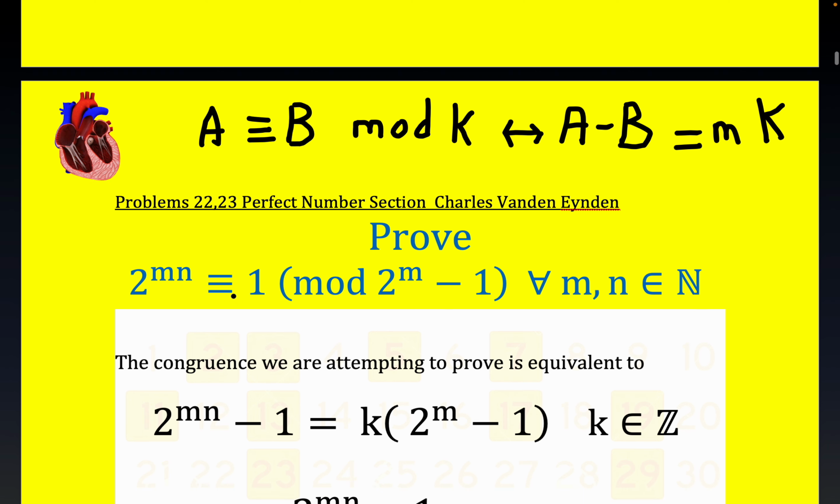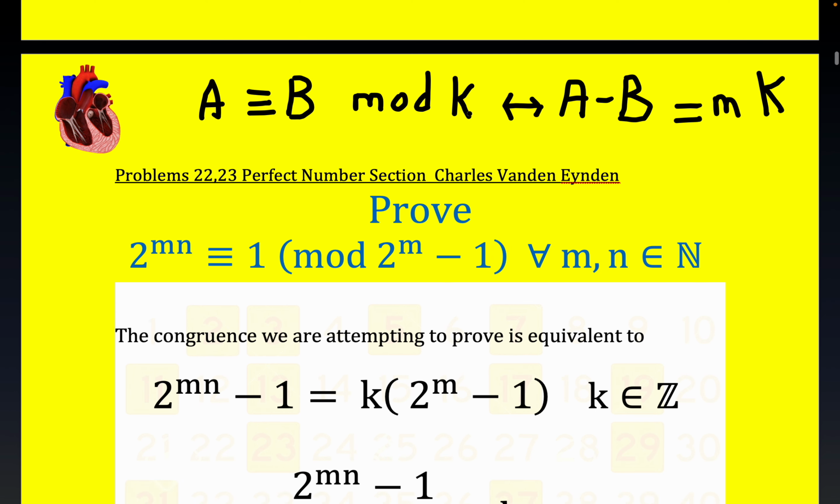So we're trying to prove this result right here, which is actually related to perfect numbers, and I'll try to speak about that a little bit at the end of the video. But we're trying to show this result for all positive integers. That's what natural numbers are, they're positive integers. Now, notice based on this definition right here, this can be restated equivalently in this equality format, where K at this point is some unknown integer. So this statement right here is absolutely equivalent to this statement right here.